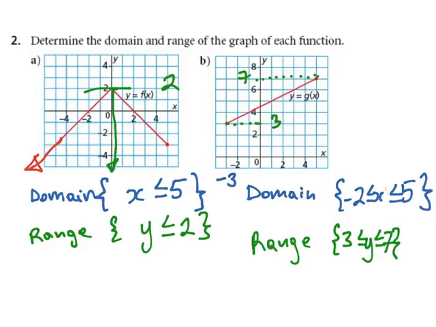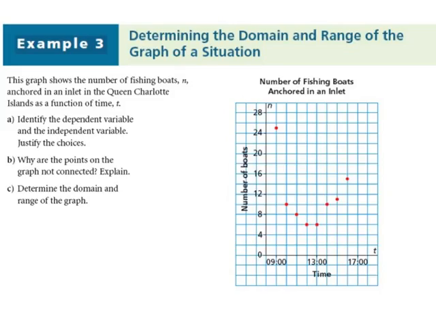Let's take a look at a different example. Determine the domain and range of the graph of this situation. This graph shows the number of fishing boats N anchored in an inlet in Queen Charlotte Island as a function of time t. Identify the dependent variable and an independent variable. Justify the choice. Why are the points on the graph not connected? Explain. Determine the domain and range of the graph.